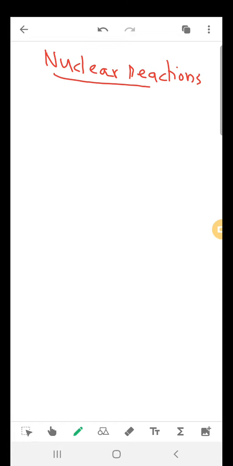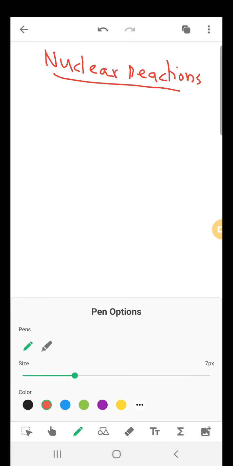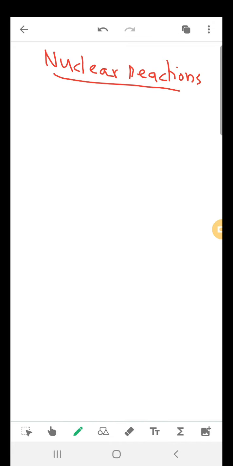Hello students, in this lecture we shall be talking about nuclear reactions and the mechanism involved in these reactions. Now, a basic standard nuclear reaction can be represented in this form.